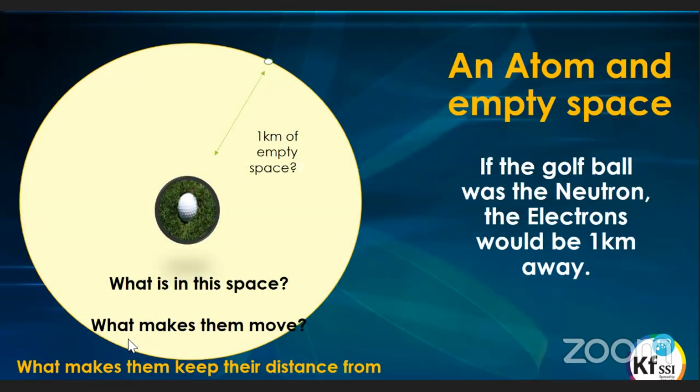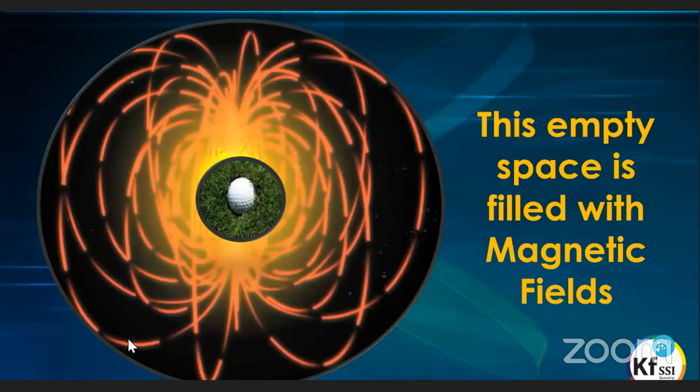Now, when we take a look at the world around us, we've been told that when we look at an atom, we have a lot of empty space. If you try to put that space into an understanding, if a golf ball was the neutron, then the electron would be 1 kilometer away. So we have to ask the question, what is in the space? What makes the electron move in relation to the protons and neutrons in the middle, and what makes them keep their distance, because there is a huge amount of space in between. And essentially we have to say that this empty space is filled with the magnetic fields.